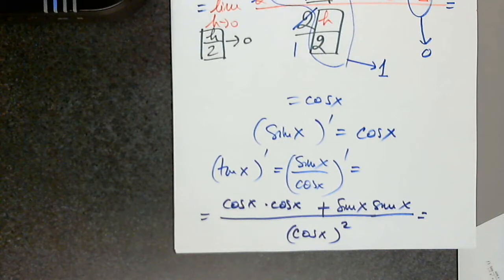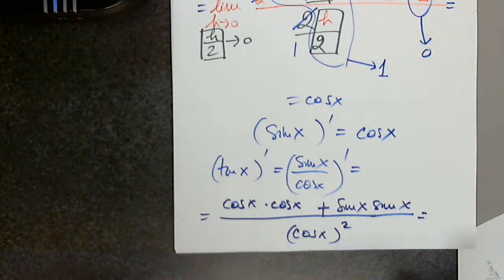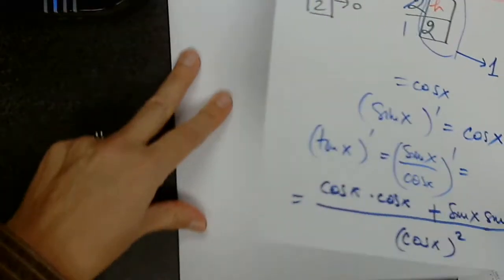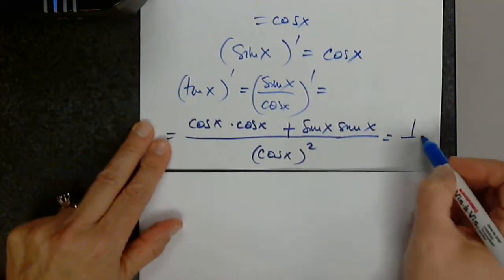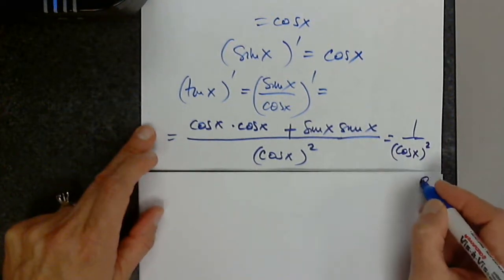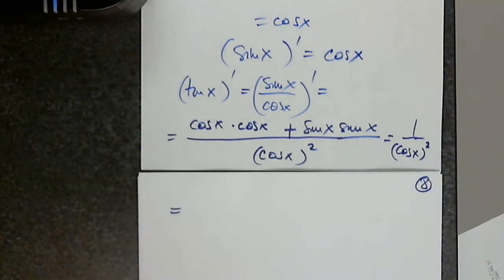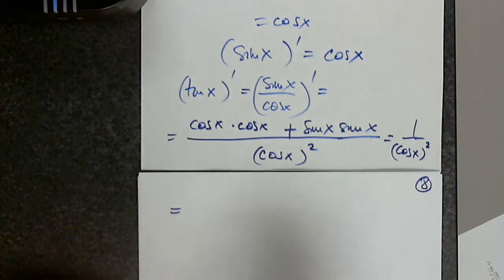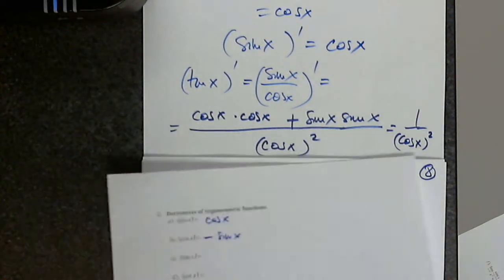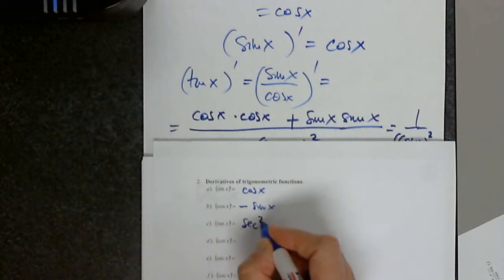But the top is cosine squared plus sine squared. That's another trig identity. What does that equal to? 1. Thank you. 1 over cosine x everything squared, which is, what does 1 over cosine equal to? Secant. Very good. So it's secant squared. So now we know, I go back to my handout, tangent prime is secant squared.